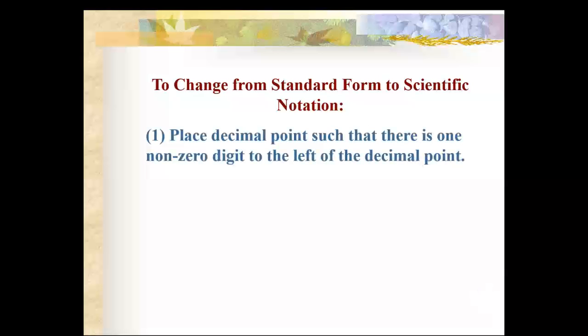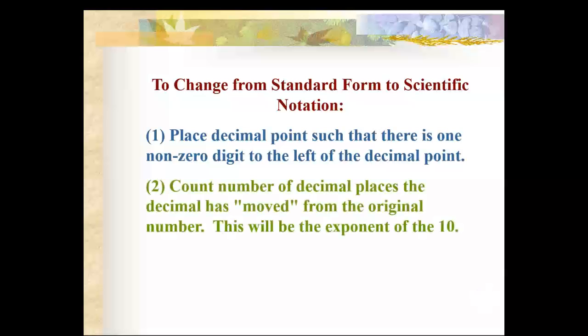So to change from standard form to scientific notation, you place a decimal point in the number, write both numbers down, write the standard notation first, and then you put the decimal point in such a way that there is just one non-zero digit to the left of the decimal point. Then you count the number of places that the decimal point has moved from the original number to get to the number you want to express, the number between 1 and 10. And that is the exponent on the 10, either positive or negative.